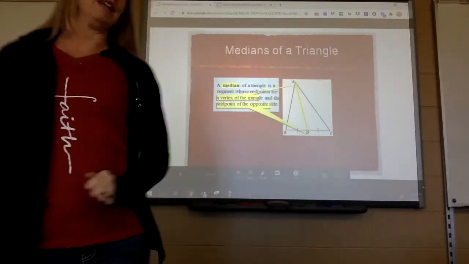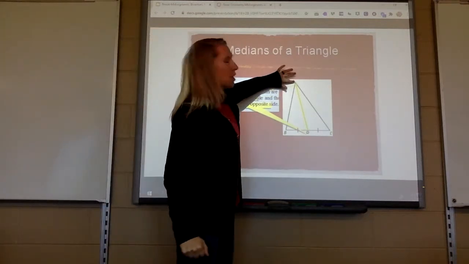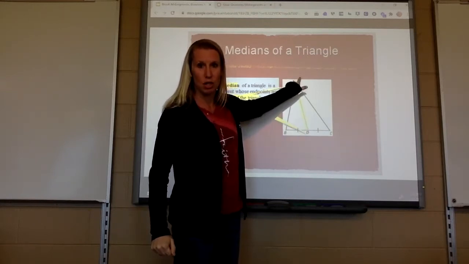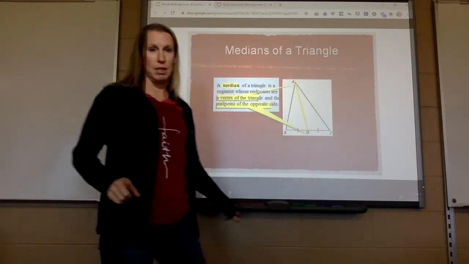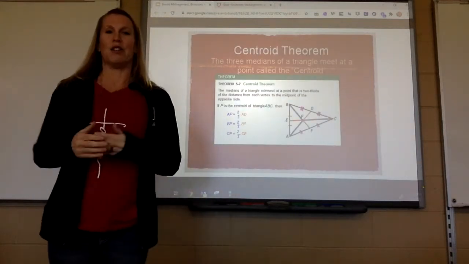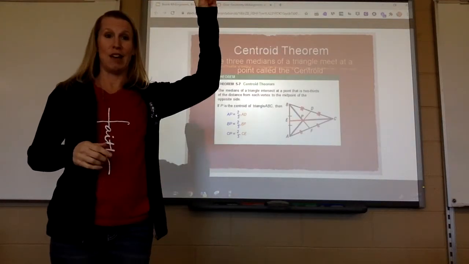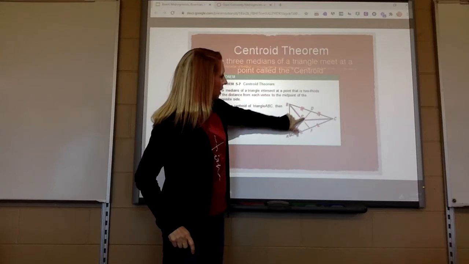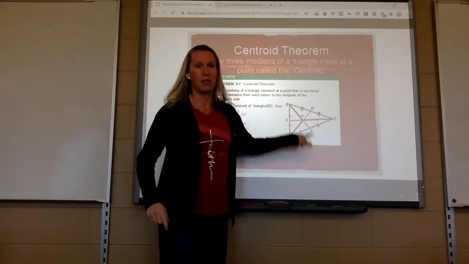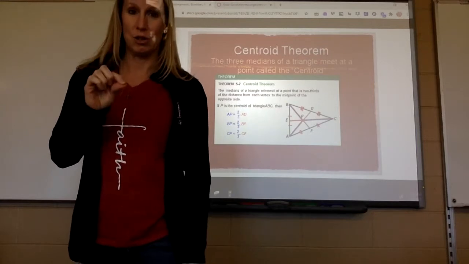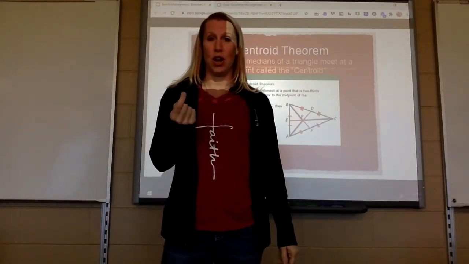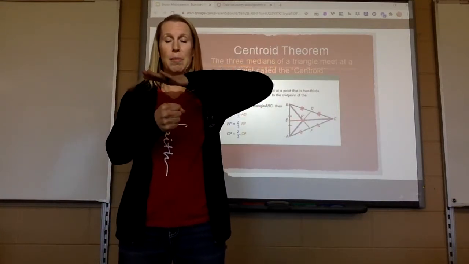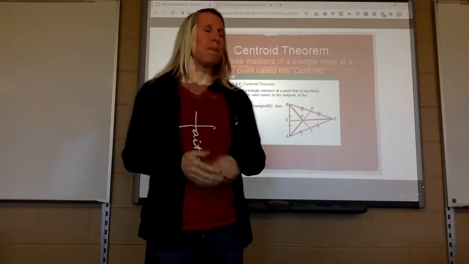Median. This one's my favorite, median. So a median starts at a vertex and goes to the middle of the opposite side. Okay, when you take the median from every single corner of a triangle, I have this median here, this median here, and this median here. That center point where they meet is called a centroid, and that's actually the balancing point of a triangle. If I were to take that triangle and put a pencil underneath and just lay the triangle on top, it would balance on that centroid.